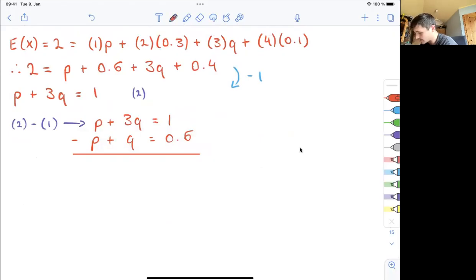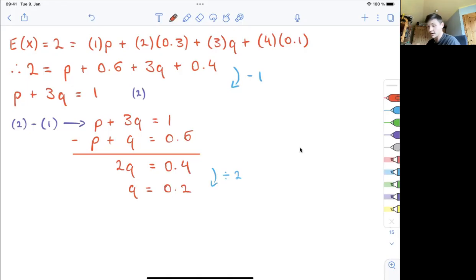And so essentially what happens here, because the coefficients of our p's are the same and we're subtracting the two equations, the p's are eliminated from the equation. So we get p minus p, which is nothing, and we get 3q subtract q, which is going to give us 2q, and then this is equal to 1 subtract 0.6, which is equal to 0.4. Then we can say, therefore, if we divide both sides by 2, that means q is equal to 0.2.